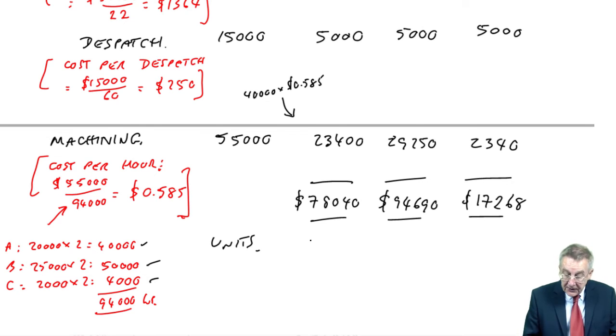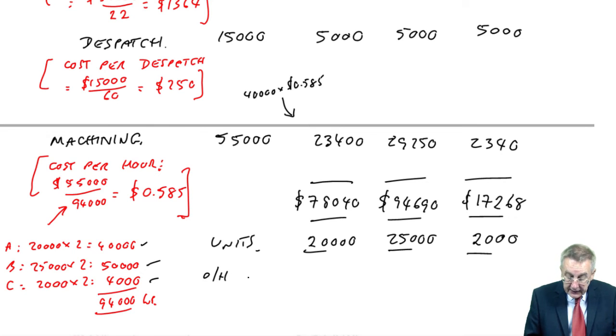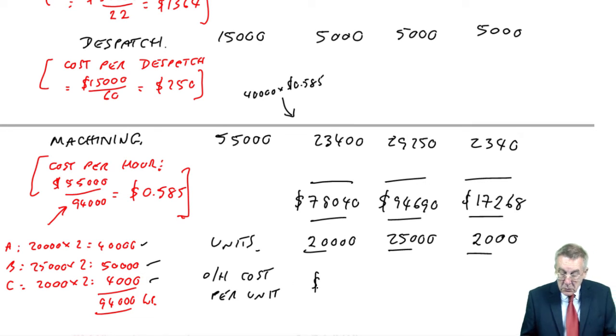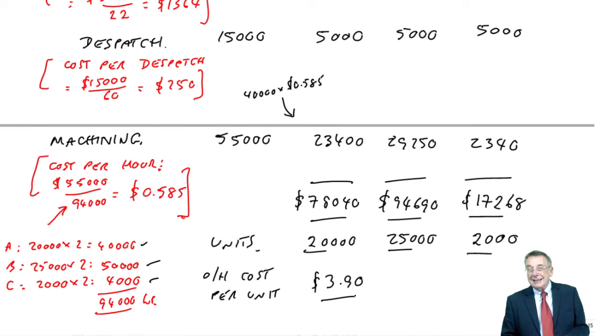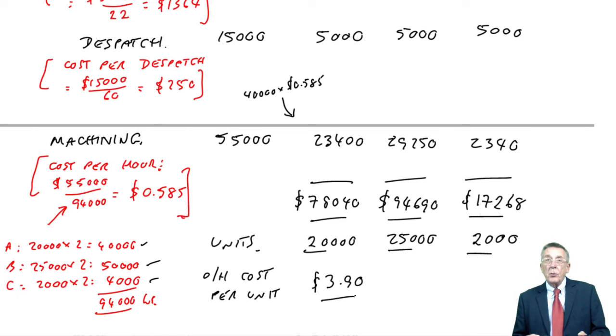So we know how many units of each we're producing. A is 20,000. B is 25,000. C is 2,000. And therefore, the overhead cost per unit: A, 78,040 in total, divide by 20,000 is 390. And you see here, as usual, I'm keeping it to the nearest cent. And so the fact there may be $1 or $2 difference in the total, when it comes to the nearest cent, it won't make any difference at all.